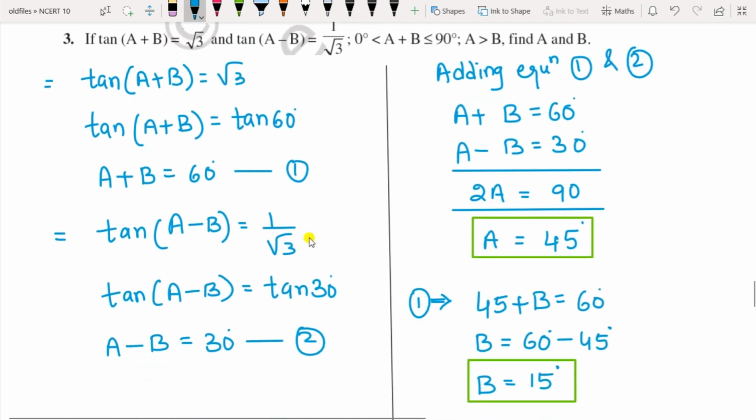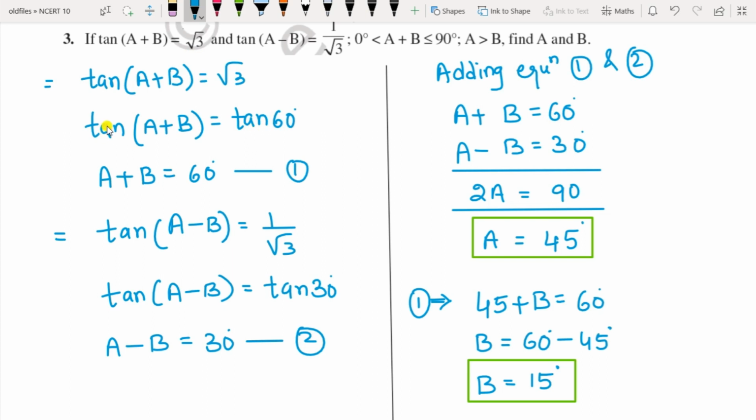Question 3 here is, tan of (a plus b) equal to root 3 and tan of (a minus b) equal to 1 by root 3, where a plus b is between 0 and 90 degrees, and a is greater than b. You have to find the value of a and b. So write this equation, tan of (a plus b) equal to root 3.